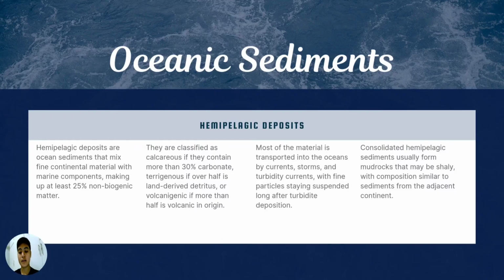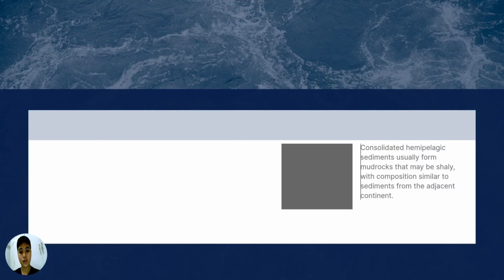Hemipelagic deposits are ocean sediments made from a mix of fine material and marine particles. They can be mostly carbonate, land derived, or volcanic depending on their content. These sediments are carried into the ocean by currents and storms, settling slowly to form mudrocks similar to nearby continental soils.